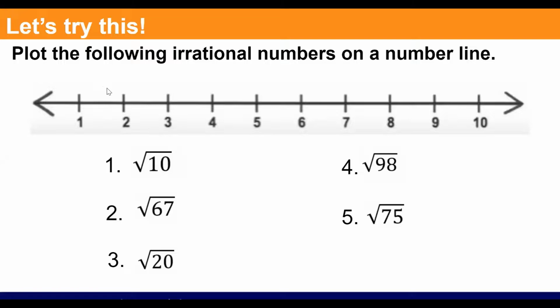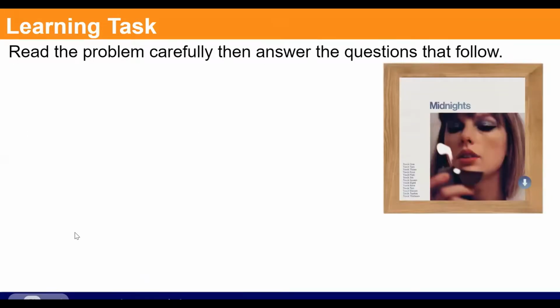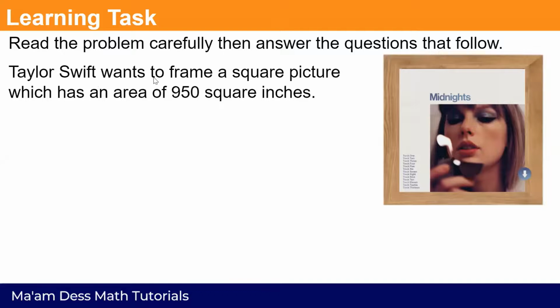I-pause ang video at sagutan ang activity na ito. Plot the following irrational numbers on a number line. I-discuss natin ang problem na ito. Read the problem carefully, then answer the questions that follow. Taylor Swift wants to frame a square picture which has an area of 950 square inches. Okay, so ito yung picture frame na nasa kanan.